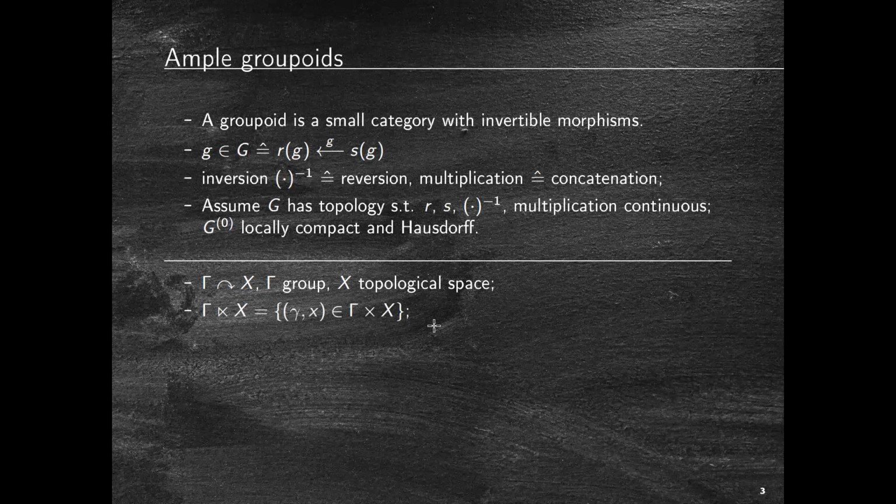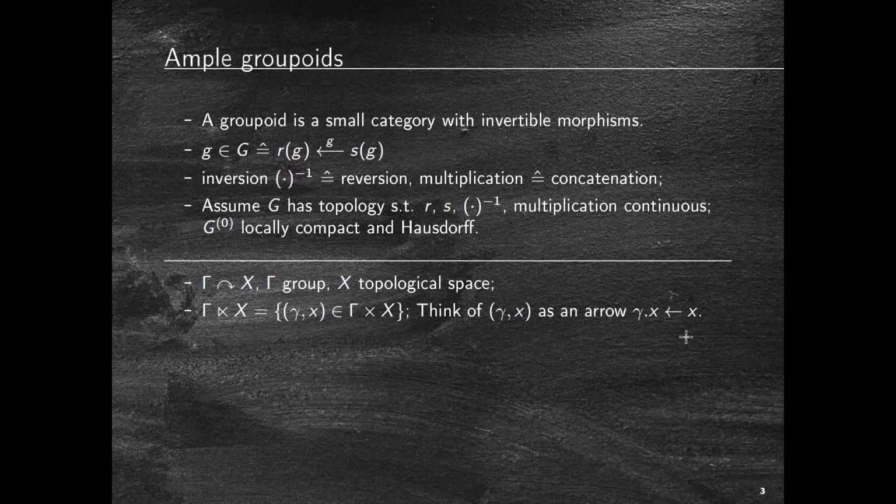So as a set, it's just given by the pairs, one group element in gamma, one element in the space X. And how to view this as a small category? Well, you think of a pair as being an arrow pointing from this point X to gamma dot X, which is the action of gamma on X. So this is where X is sent to under the action of gamma.